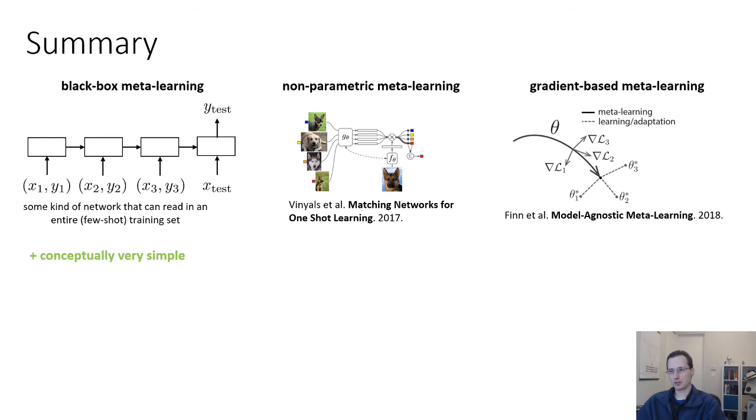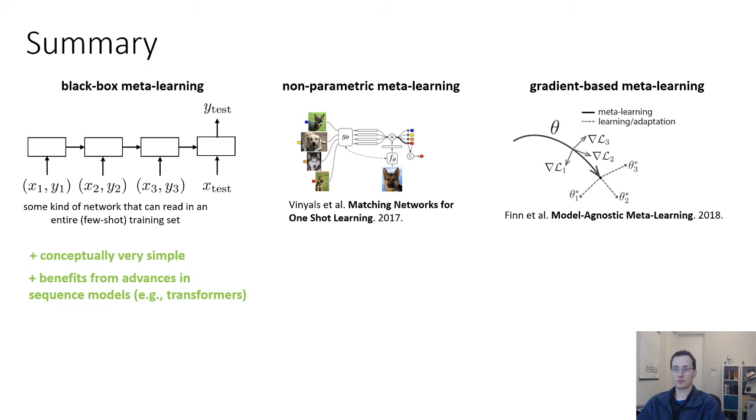The black box meta-learning methods are, in some sense, conceptually very simple. You don't even really need any special algorithm for them. All you do is set up some kind of sequence model that can read in a training set, and then you just train it as supervised learning at the meta level. So you basically run supervised learning where data points are tasks. Every data point is a training set and a test point. So conceptually, it's very simple to set this up.